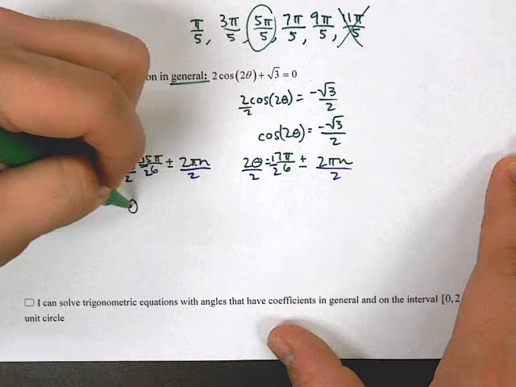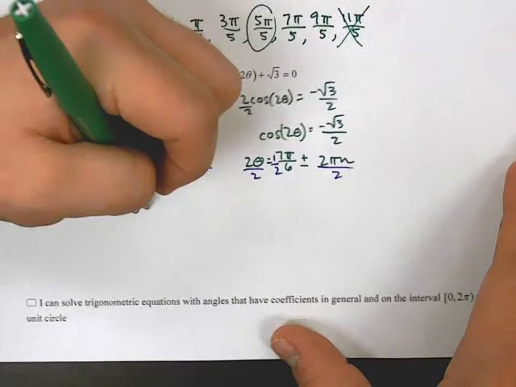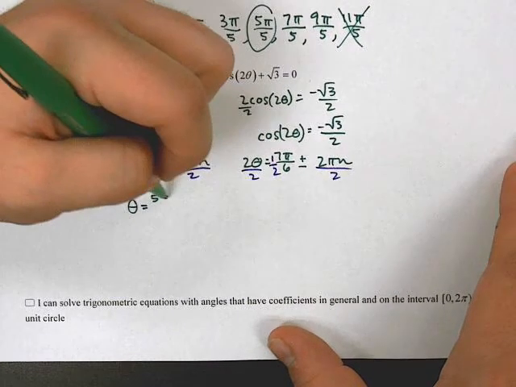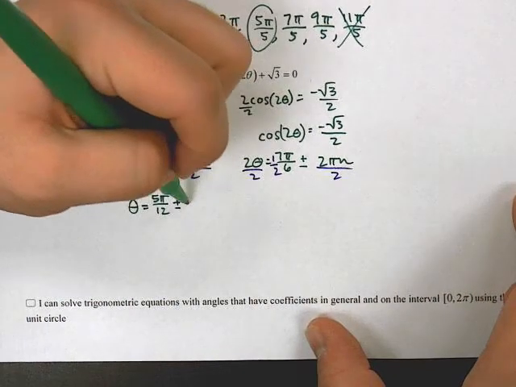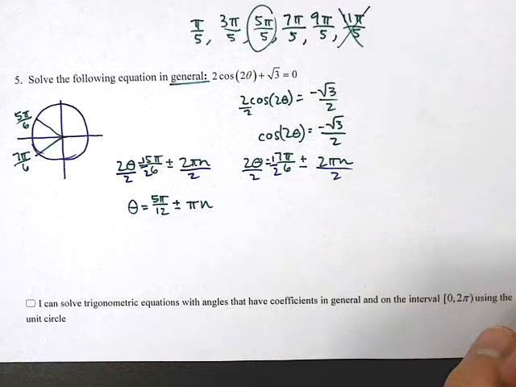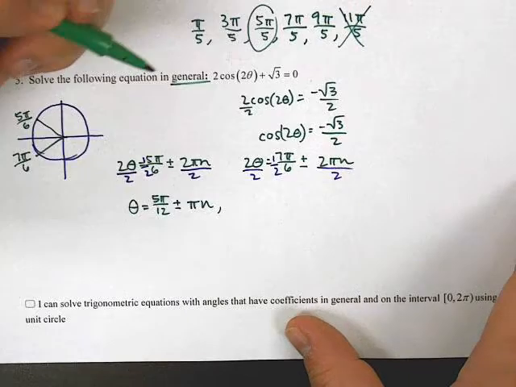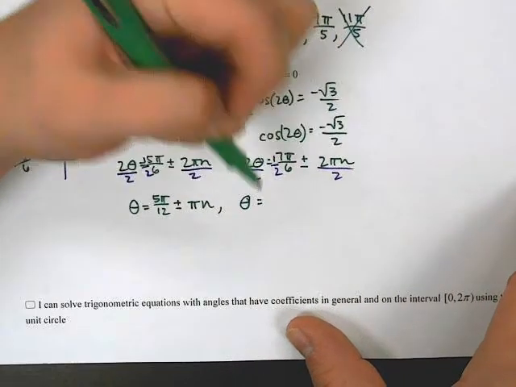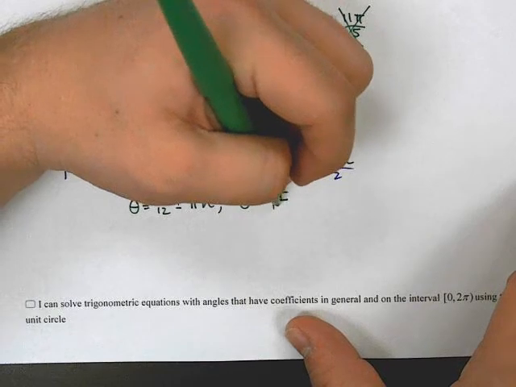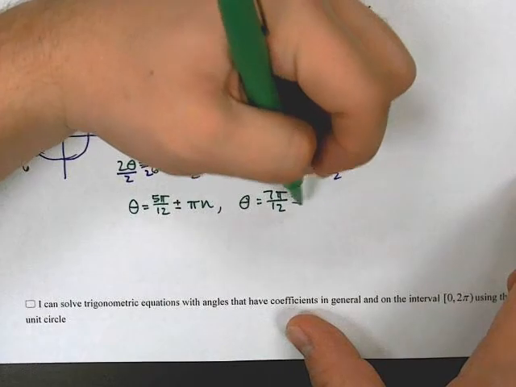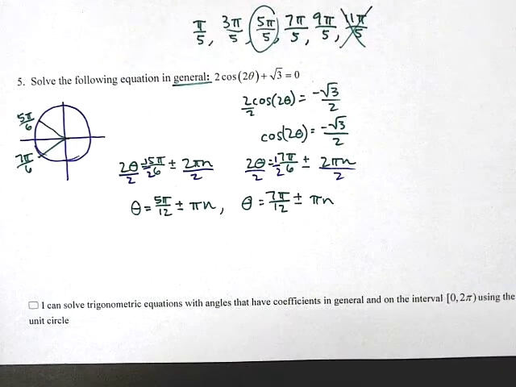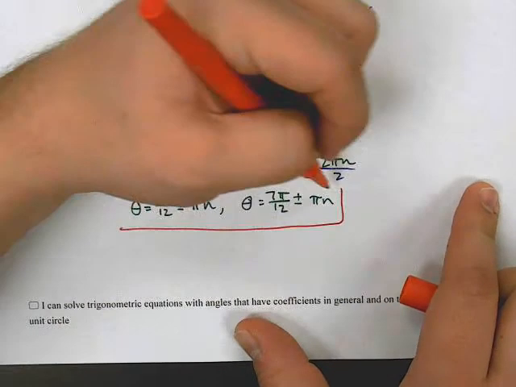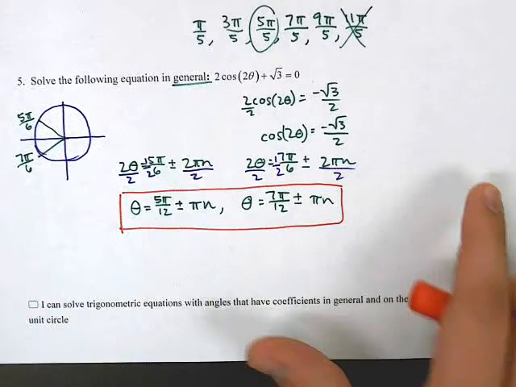So I have theta equals 5 pi over 12 plus or minus pi n. I also have theta equals 7 pi over 12 plus or minus pi n. And because I asked for the general, you are done. And we are done.